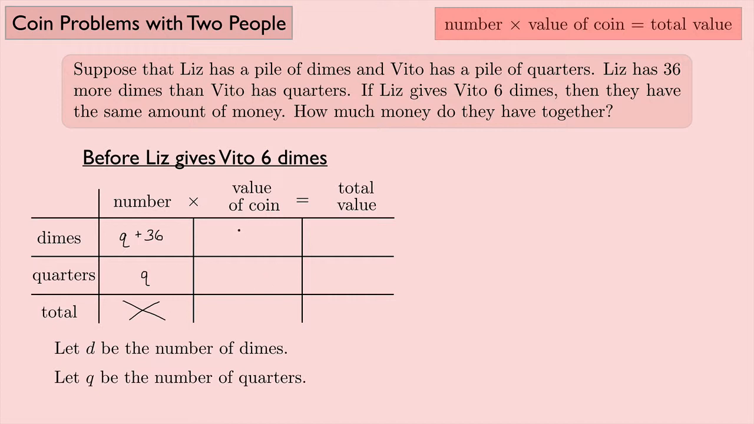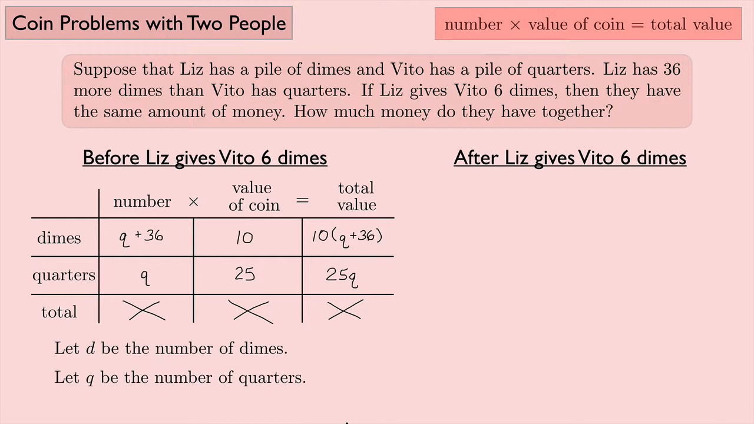The value is easy. A dime is 10 cents, and a quarter is 25 cents. And the total value, I can just multiply them together. So I have 10 times (Q plus 36), and then I have 25Q. I don't know the total value, so I'll just put an X there. This is pretty much all we can do with the before scenario.